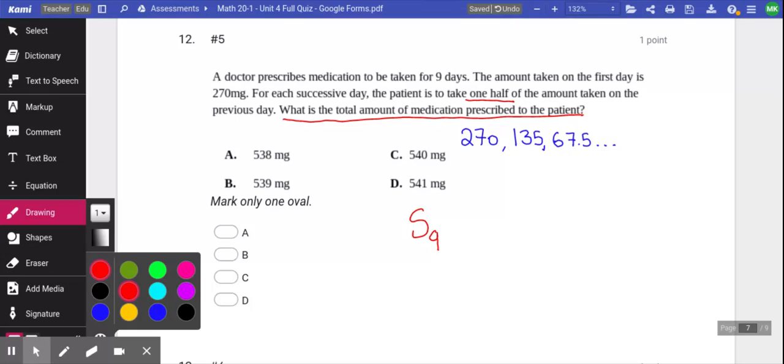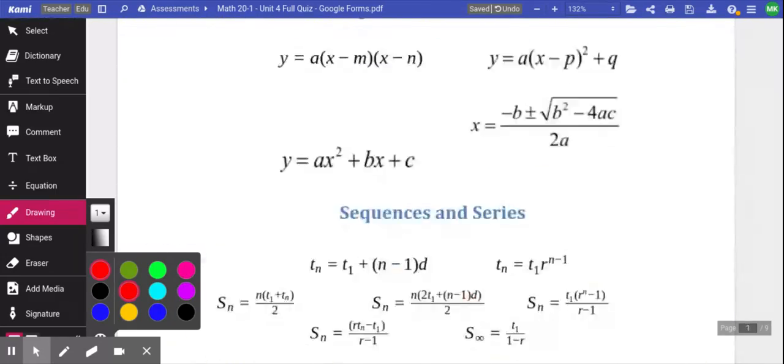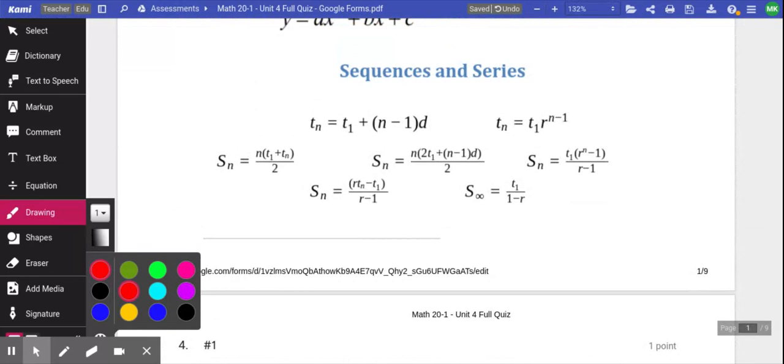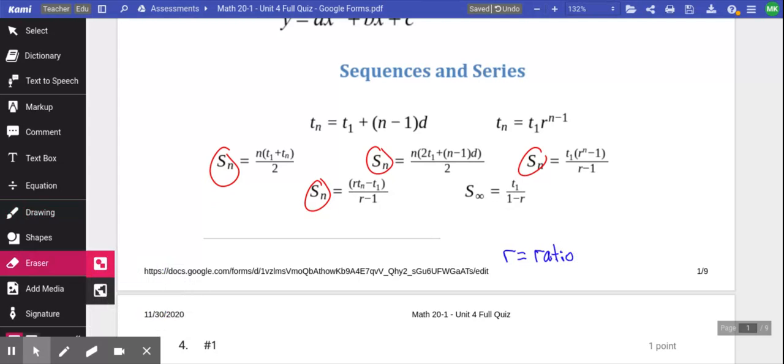You then have to pick a formula. So if you look up here at your formula sheet, you're looking at the S of n's, which are these options right here. And you're also looking for an S of n that has the letter R in it. The reason I'm looking for one with the letter R is because R is your ratio. It's for questions where you're doing multiplication or division. This was a division question because I was taking 1/2 of my medicine every next day. So I was dividing my medication by 2.